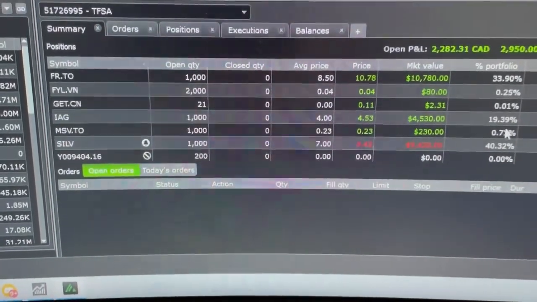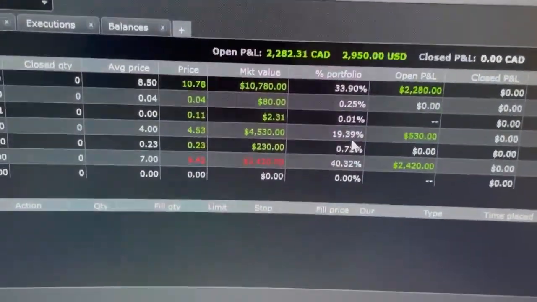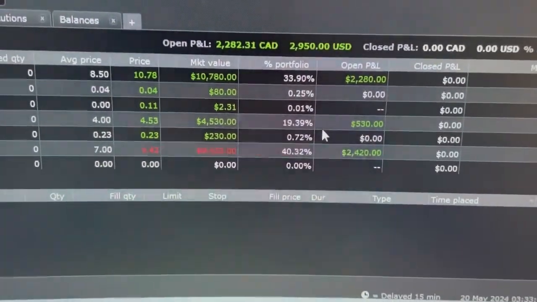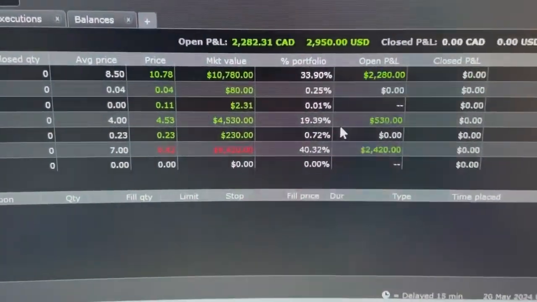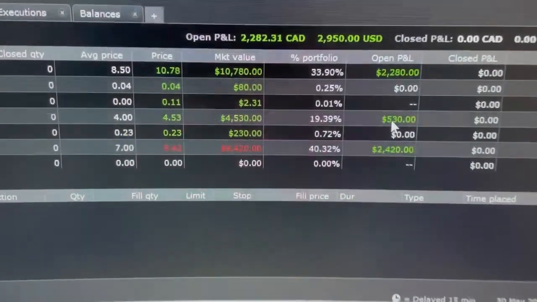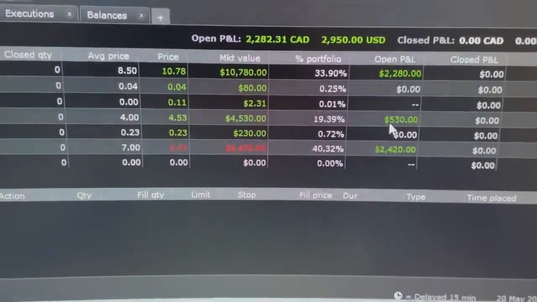Because it's on a U.S. exchange, it's in U.S. dollars. Remember I was talking about the stock before. For the longest time, I was down $100 on it, U.S. Now look at it. It's in the green, no longer in the red. It's showing a profit of 530 US dollars right now.